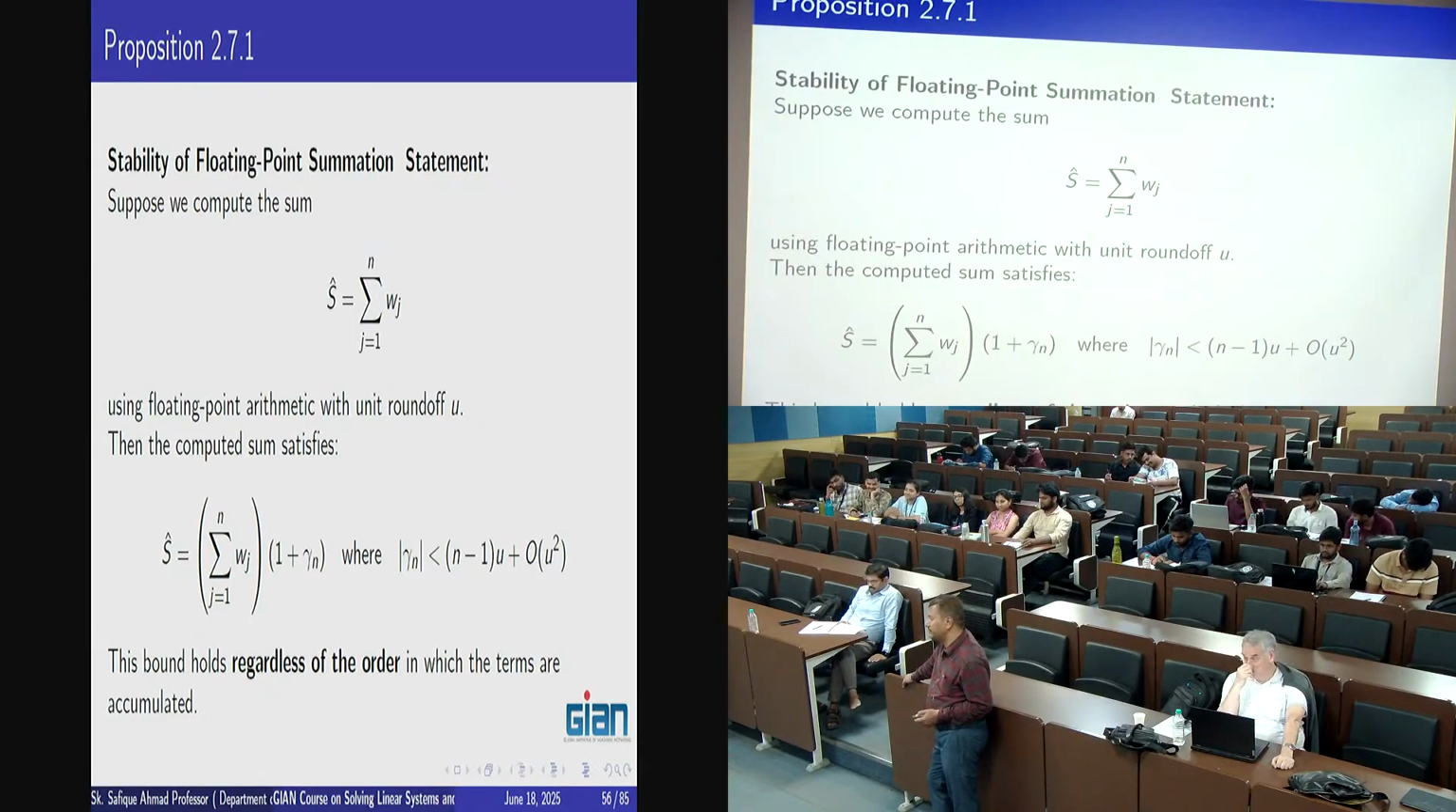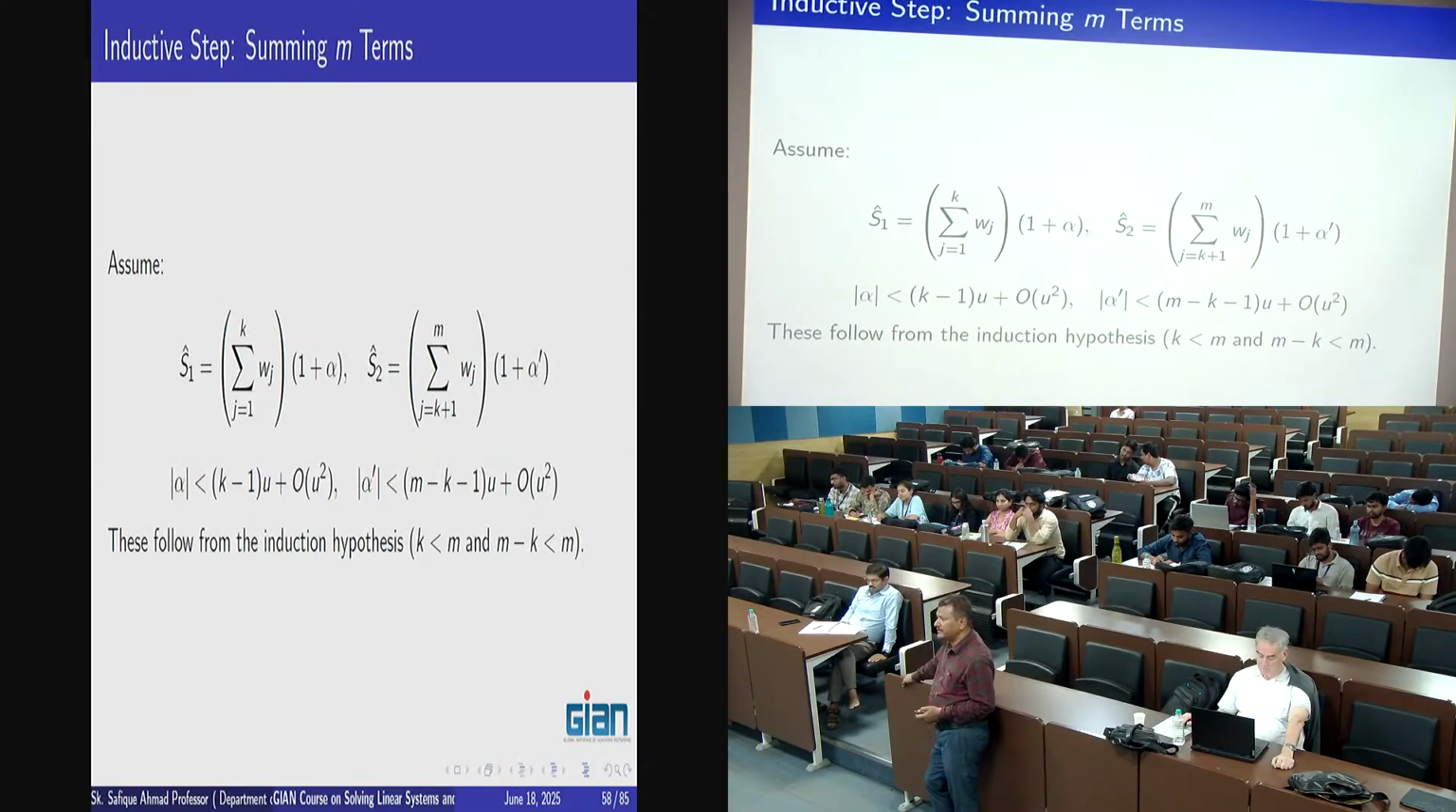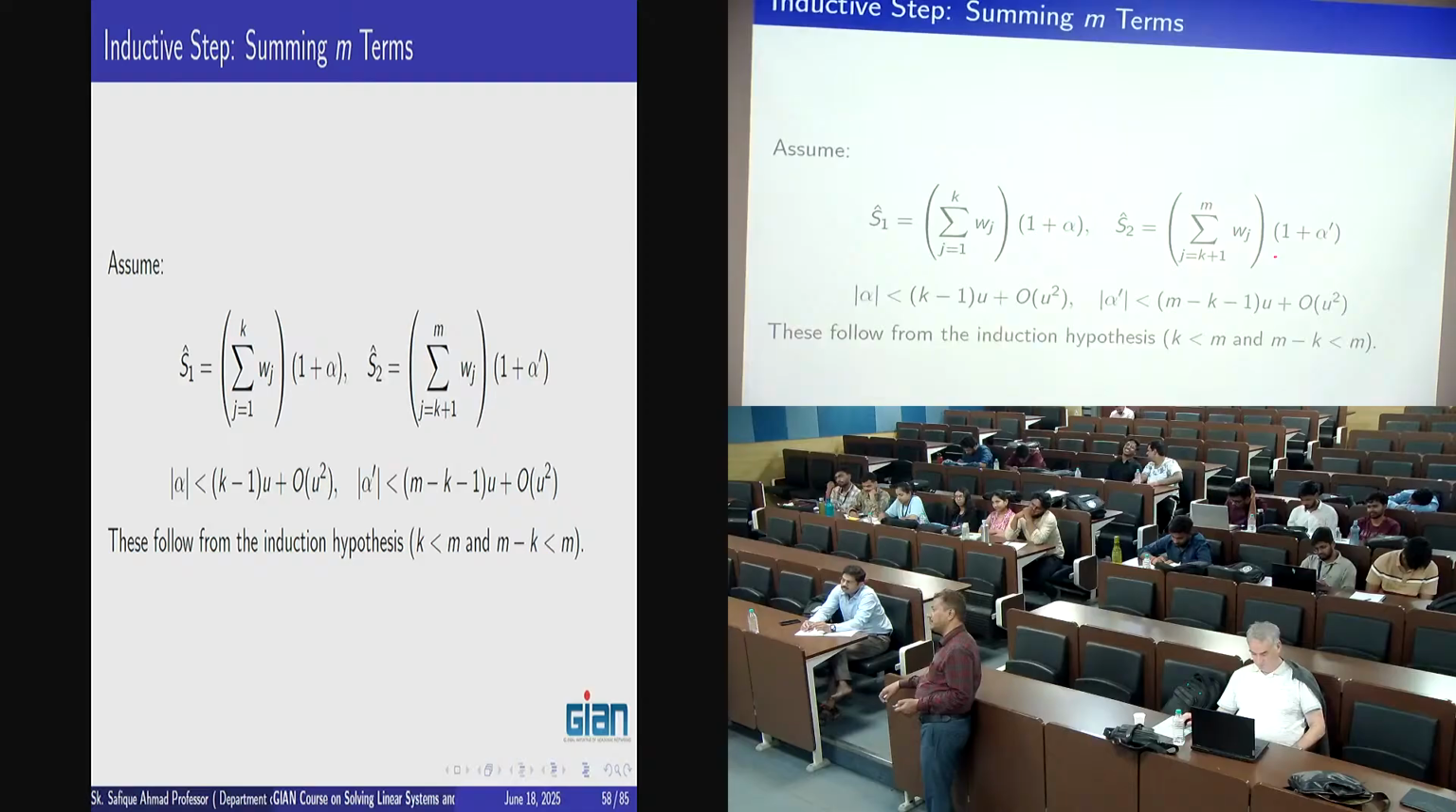Vector, j varies from 1 to n, number of vectors from j equal to 1 to n, and induction. Say for example, it is true for n equal to 1, and this is also true for n equal to 3. Assume that this is true. Suppose the result holds for all n less than m. So, you are breaking into 2 parts, j varies from 1 to k, and k plus 1 to m, and this number is less than m, because k is less than m.